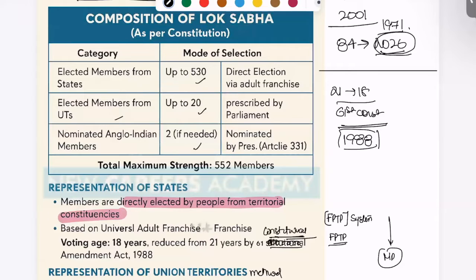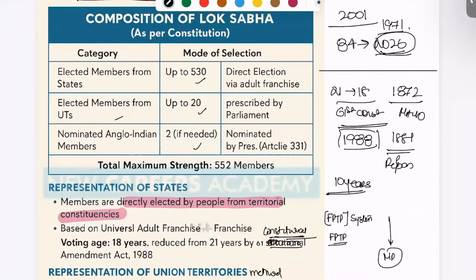So what is a census? Jan Ganna. It was introduced in which year? 1872, for the first time. The British brought it. Under whom? Lord Mayo. 1881 was the first official census, under Ripon.